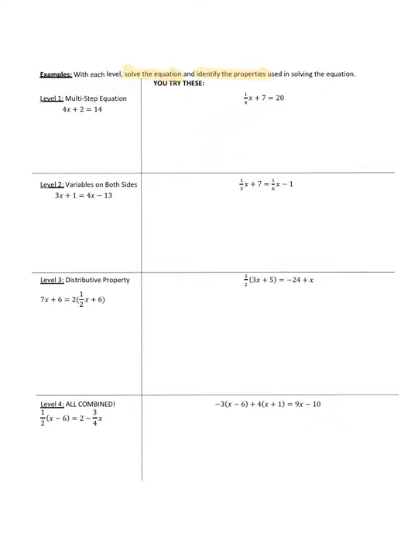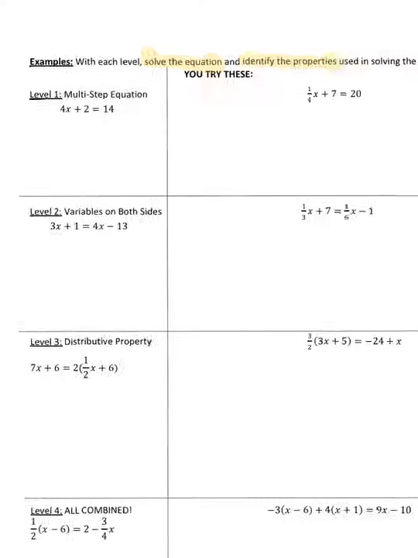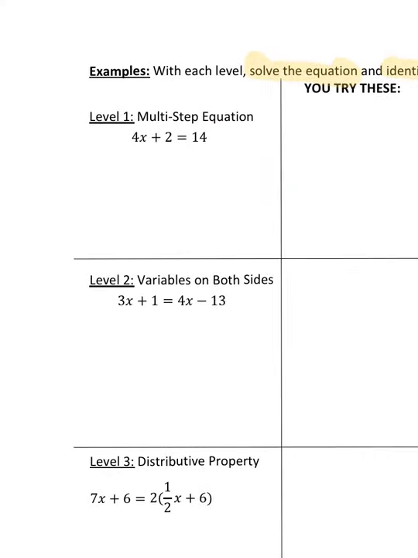When we get that variable isolated, we subtract 2 from each side. We get 4x equals just a basic 12. I'm just going to do a little bit of abbreviating there. The property that allows us to do this is the subtraction property of equality.